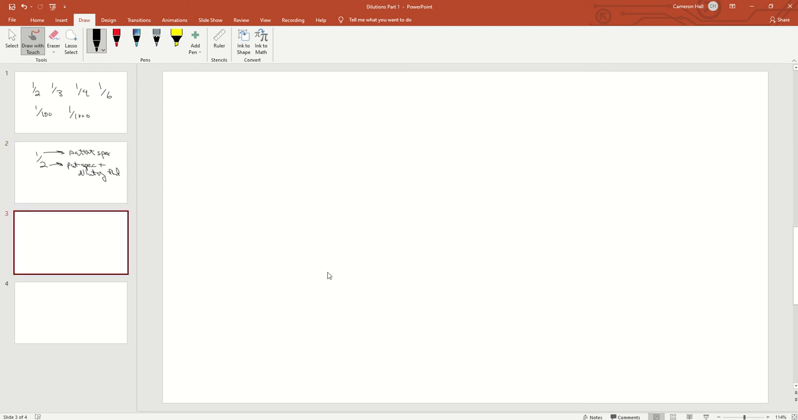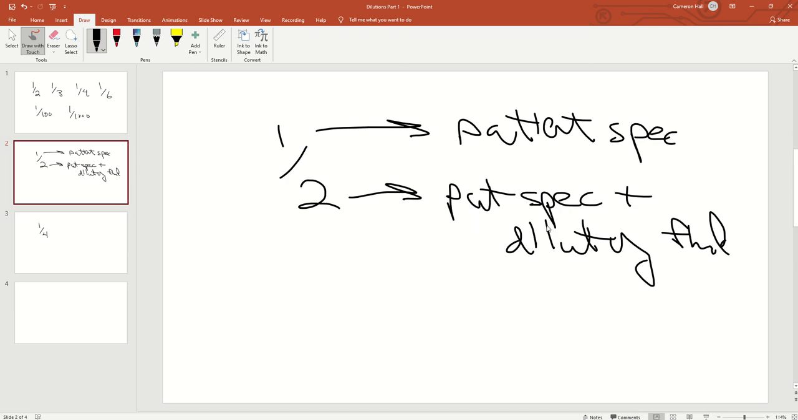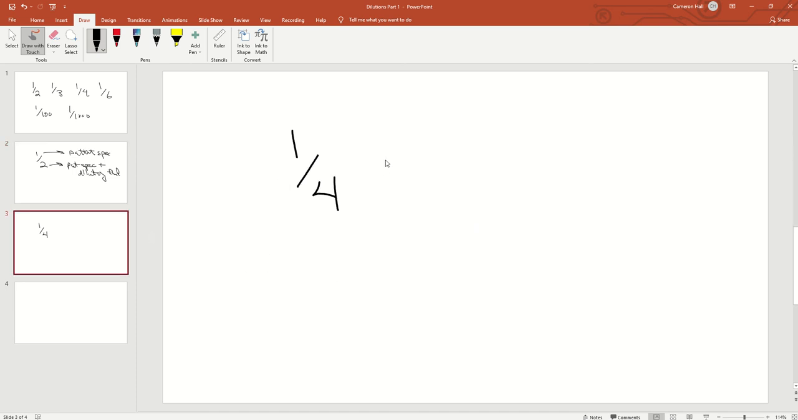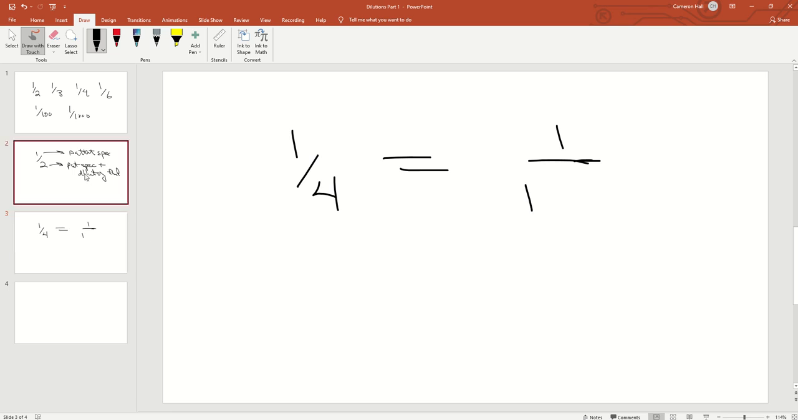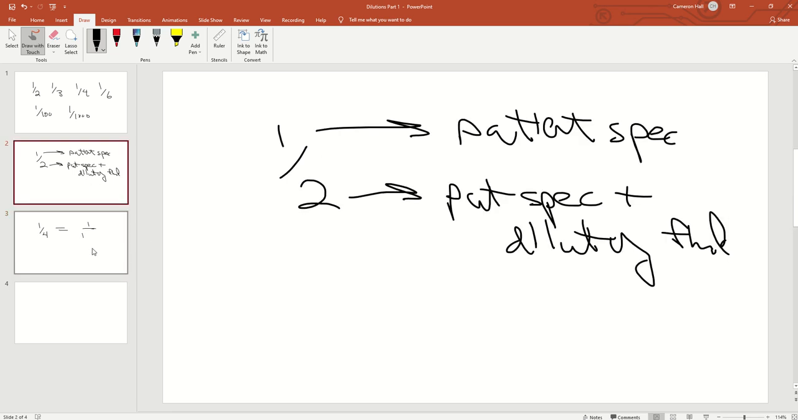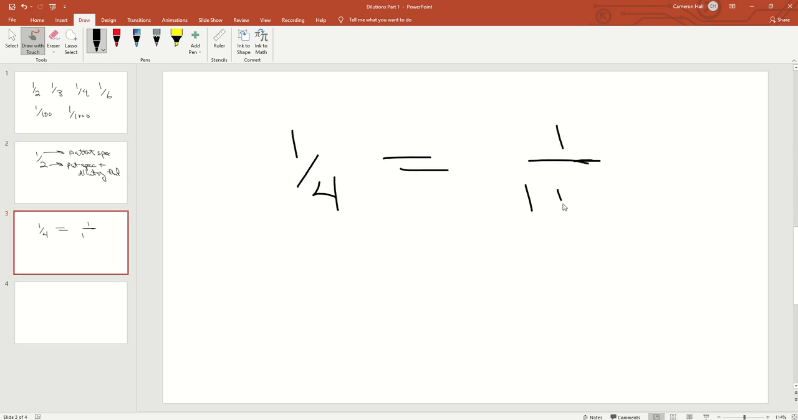So in the beginning, here's what I recommend you do. Let's say you're working with a dilution factor of 1/4. Well, the key to remembering what I'm talking about here, the patient specimen plus diluting fluid at the bottom, is this. If we break it up to represent that, we have the 1 at the top, which is the patient specimen, and we have to add that back into the bottom, because again, the bottom is patient specimen plus diluting fluid. So let's add it back in.